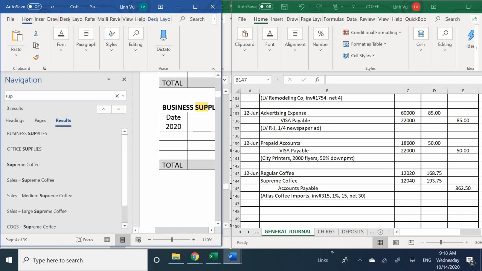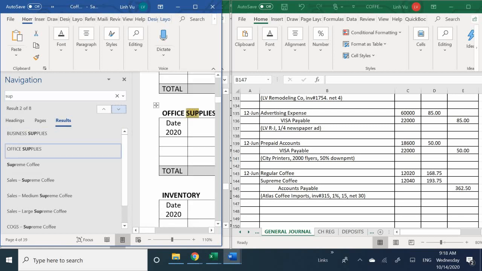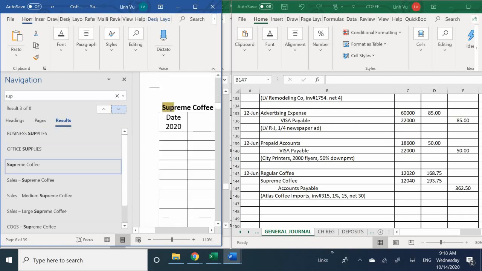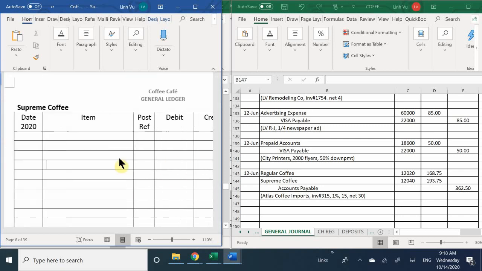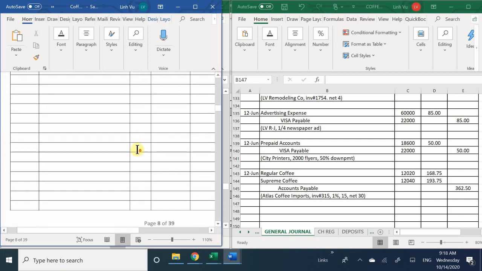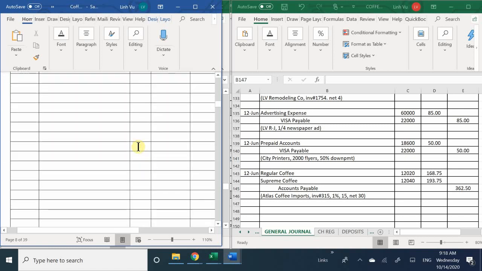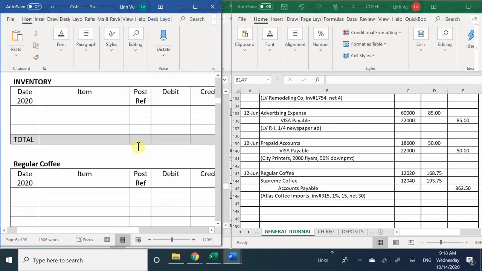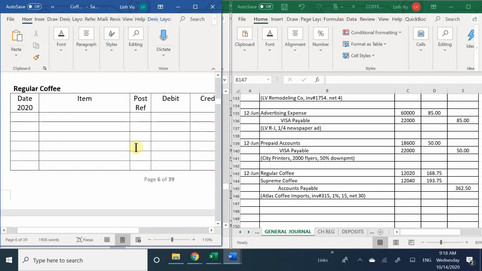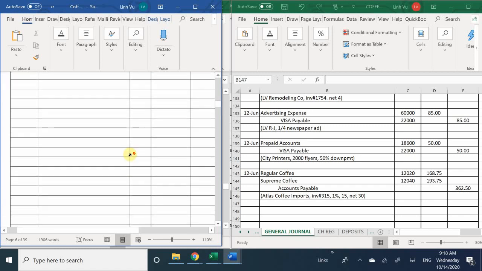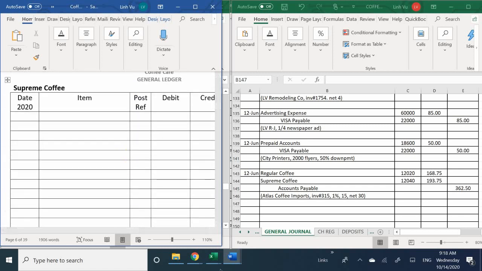Okay, so office supplies, Supreme Coffee. Okay. This is on page 8. So regular is on page 7, Supreme, or actually the bottom of page 6, and then we have Supreme on page 8.